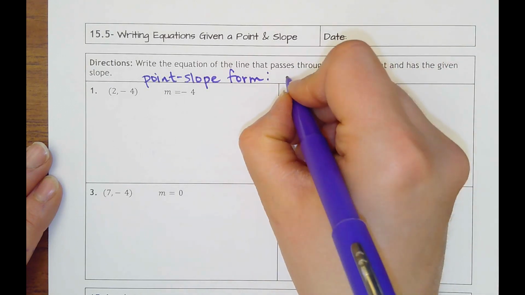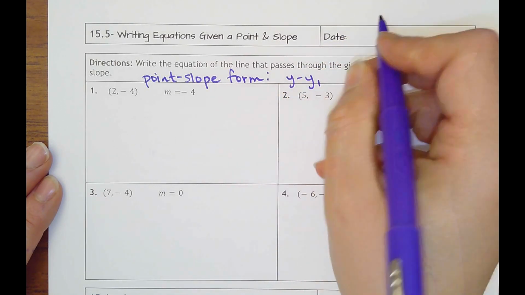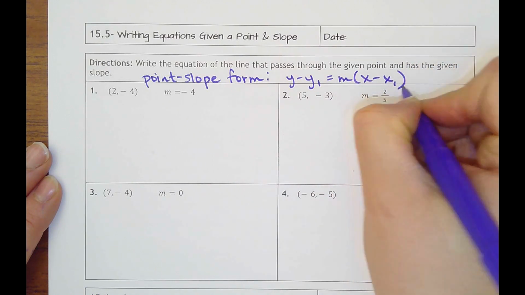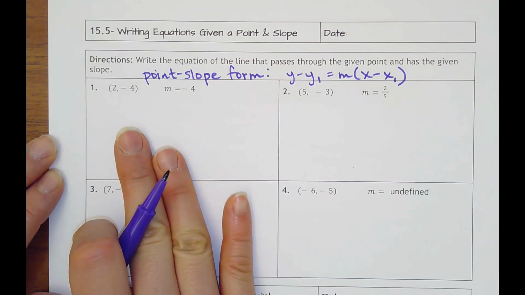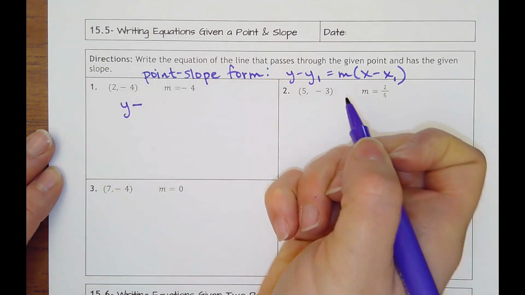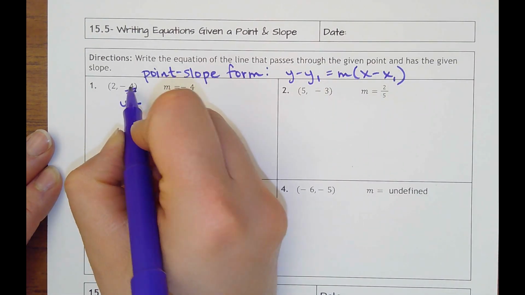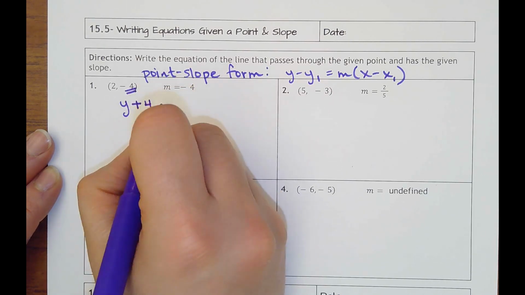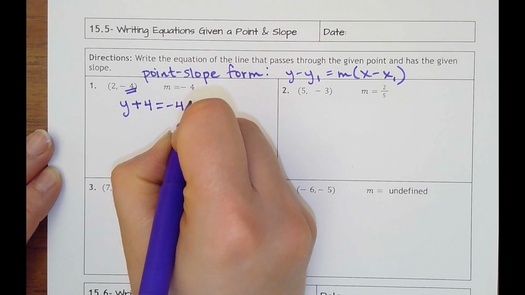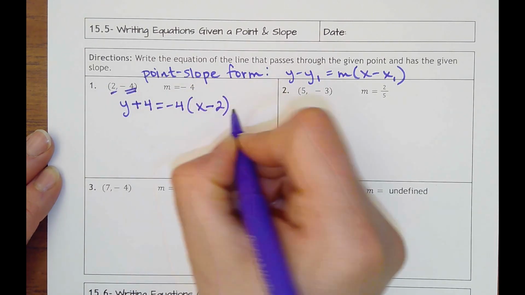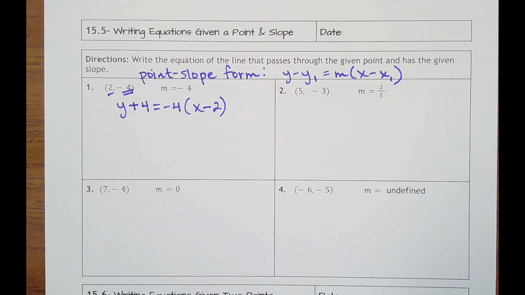So point slope form is y minus y1 equals m times x minus x1. And so on this example, it would go y minus the y value from your point, which would be the -4. So minus the negative would turn into plus, equals your slope times x minus your x1, which is 2. Then your job is to just get this solved for y.